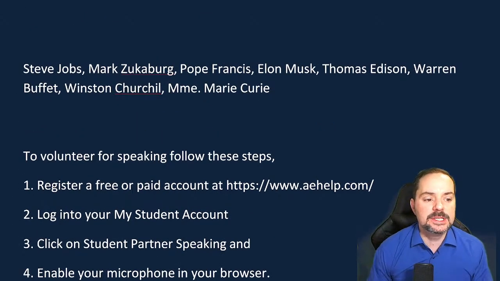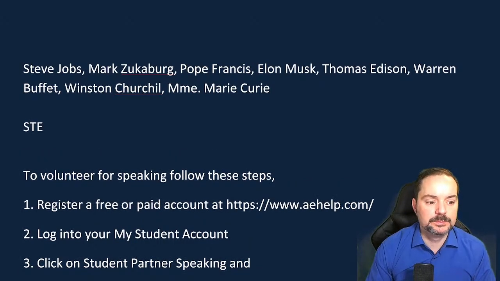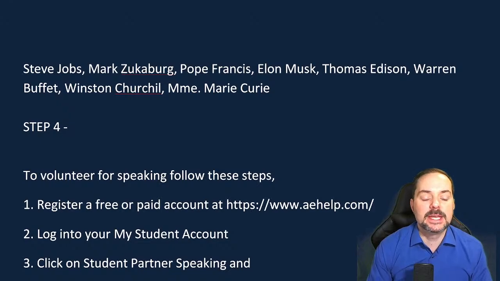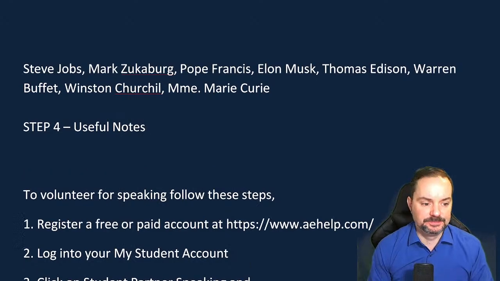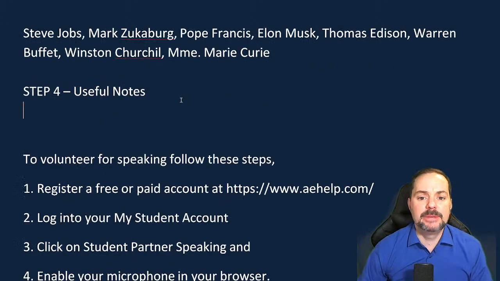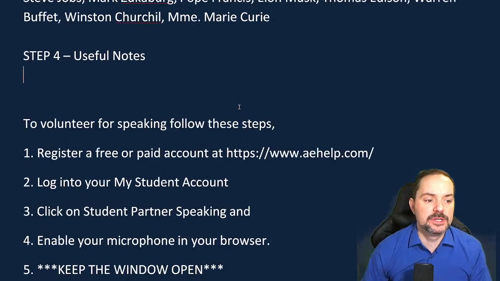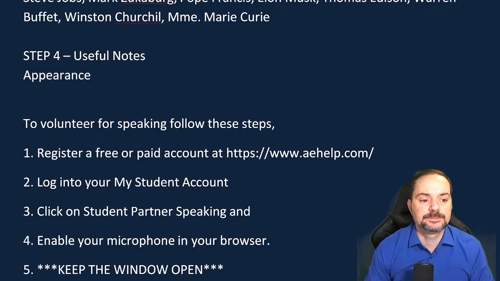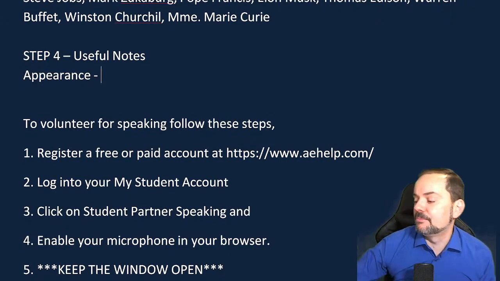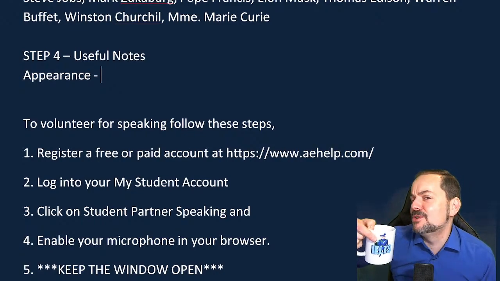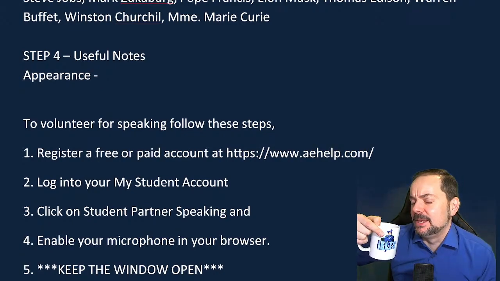So let's go through these steps. So step four, once we've decided who we're going to talk about, is to take some notes, okay? Anybody have a picture in their mind of what Madame Marie Curie kind of looked like? So the first is the appearance, remember? Okay, you don't have to write down appearance. Madame Marie Curie, what did she look like? I wonder if anybody knows. If you don't know, you can just kind of make it up. You can maybe guess.